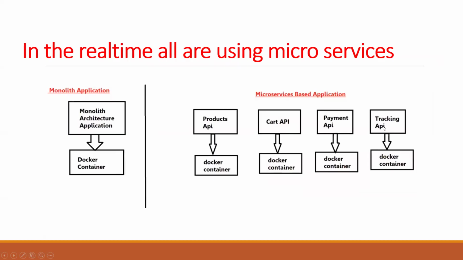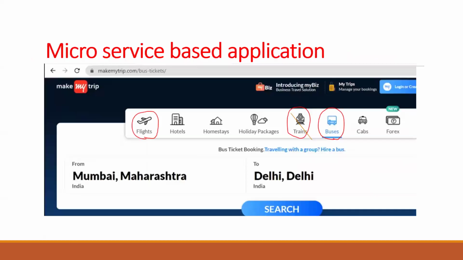Once the payment is done, there is tracking: where is your item, for example if you book shoes, the tracking of the item. These are all different APIs, and every API will be deployed under one container. Guys, understood? So that is the difference between a monolithic architecture and a microservice architecture.